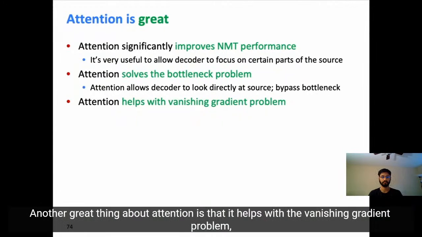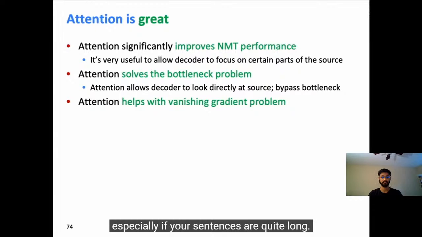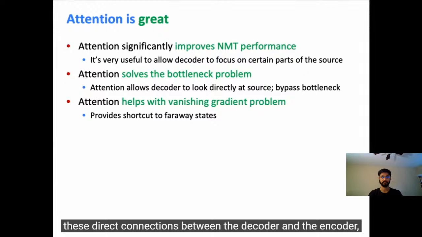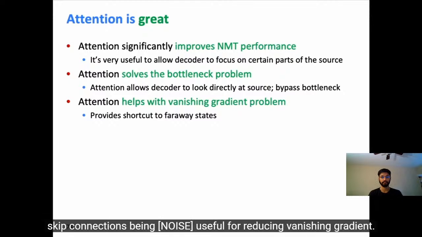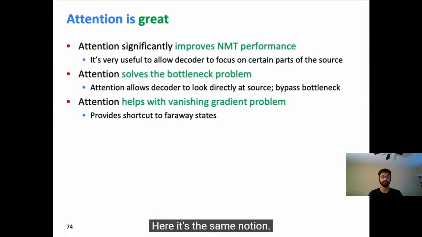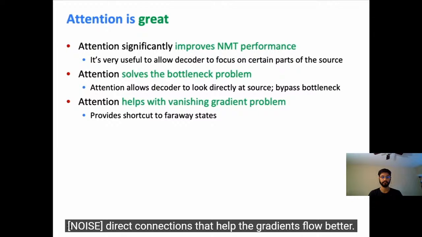Another great thing about attention is that it helps with the vanishing gradient problem, especially if your sentences are quite long. The reason why attention helps is because you have these direct connections between the decoder and the encoder, kind of over many time steps. So it's like a shortcut connection, and just as we learned last time about skip connections being useful for reducing vanishing gradient, here it's the same notion. We have these long distance direct connections that help the gradients flow better.